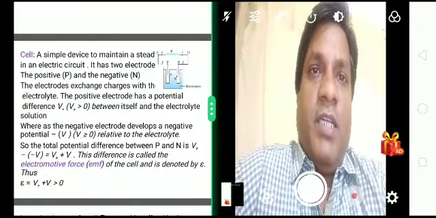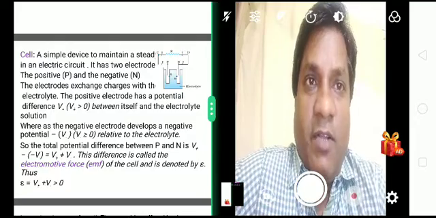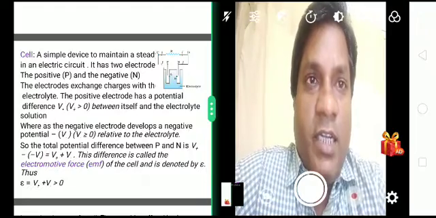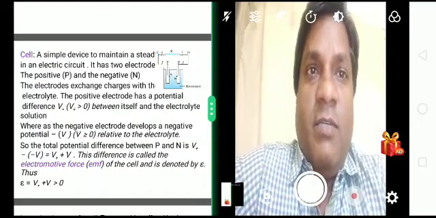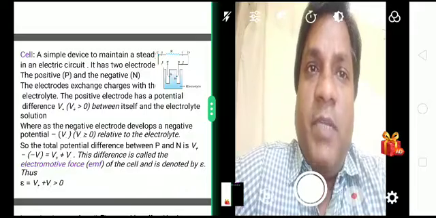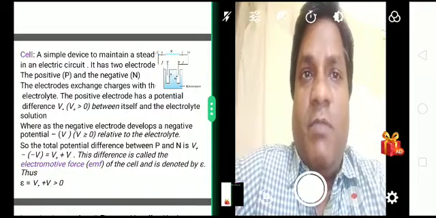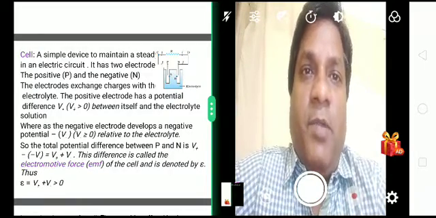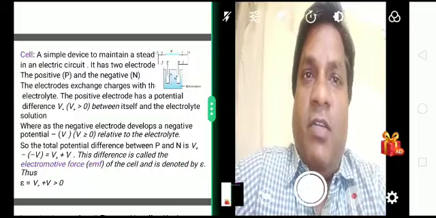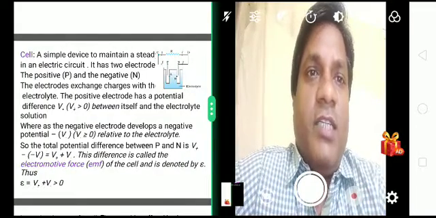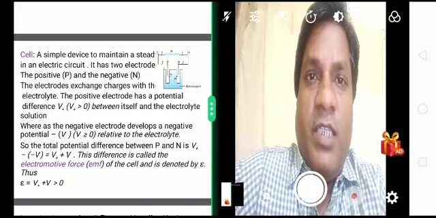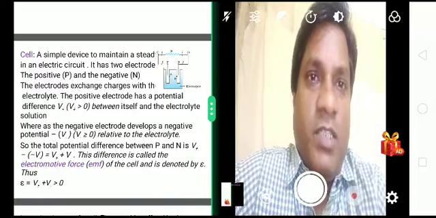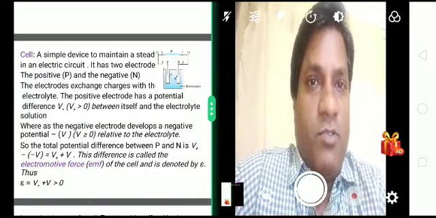As a result of this chemical reaction, the positive electrode accumulates some positive ion on it, and the negative electrode accumulates some negative ion on it. So with respect to the electrolyte, the positive electrode has a potential difference of V positive, or say V plus, between itself and the electrolyte. Similarly, the negative electrode develops a negative potential, that means minus V negative, where V negative is a positive quantity. It is relative to the electrolyte.